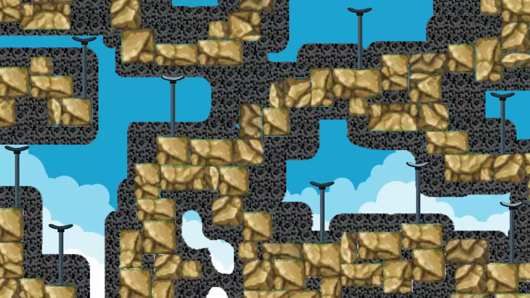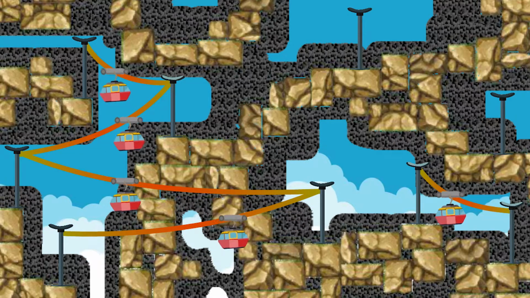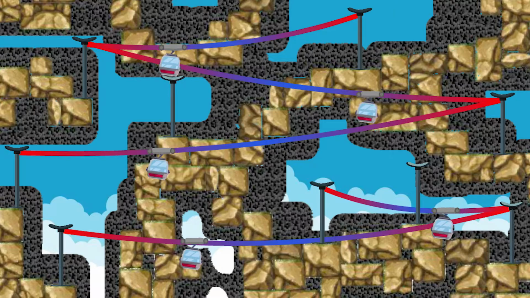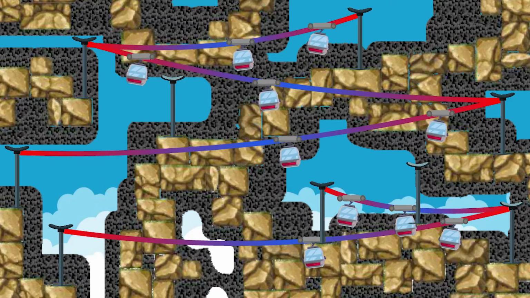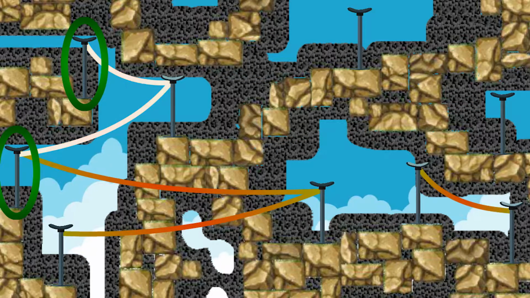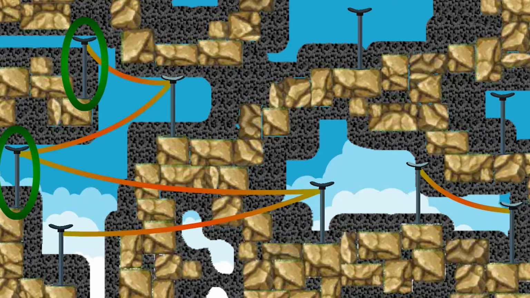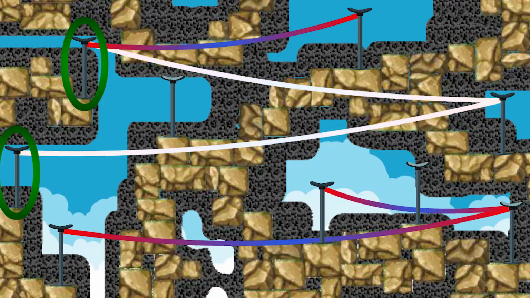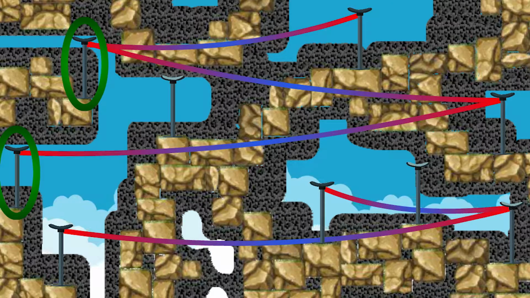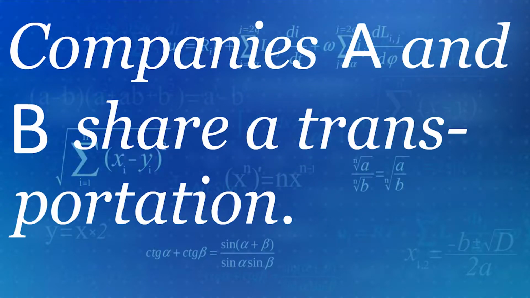In this example, the 5 cables of the first company are drawn in orange. The cables of the second company are drawn in blue-red. Let us now look at the following 2 emphasized poles. Observe that one can reach from the lower emphasized pole to the higher one by using the cables of the first company. However, one can also reach from the lower to the higher emphasized pole by using cables from the second company. In this case, we say that companies A and B share a common transportation.